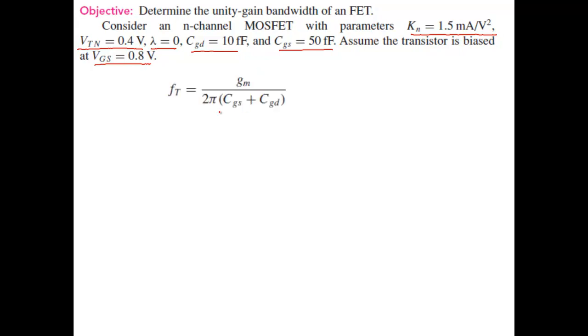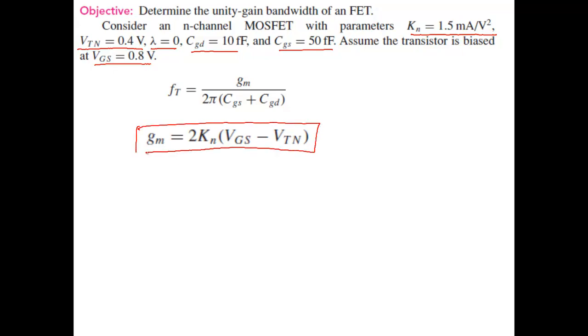So FT is GM by 2 pi (CGS plus CGD). Okay. So we need to find out what GM is. GM is not found the way that you find it for the BJT. It's a little different because the transistor parameters are required here. So you can use this equation, I suggest you use this particular equation. GM is equal to 2 Kn into (VGS minus Vtn). Vtn is given, VGS is given, and 2 Kn you can easily find, 1.2 milliampere per volt. And for FT, substitute this GM, CGS and CGD, and you will get FT.